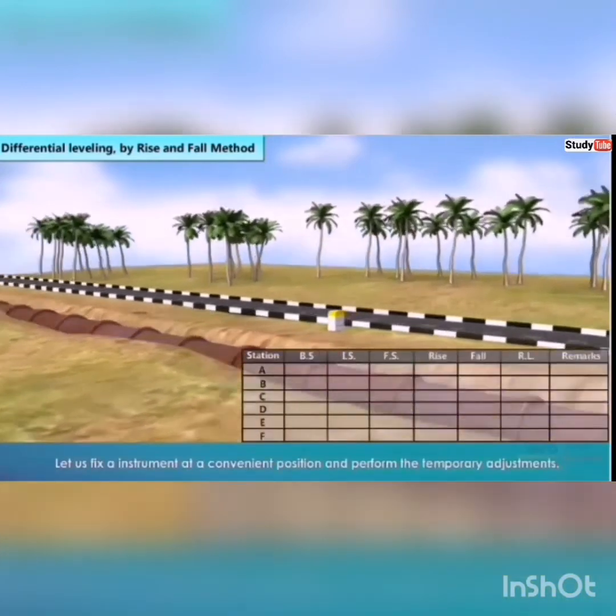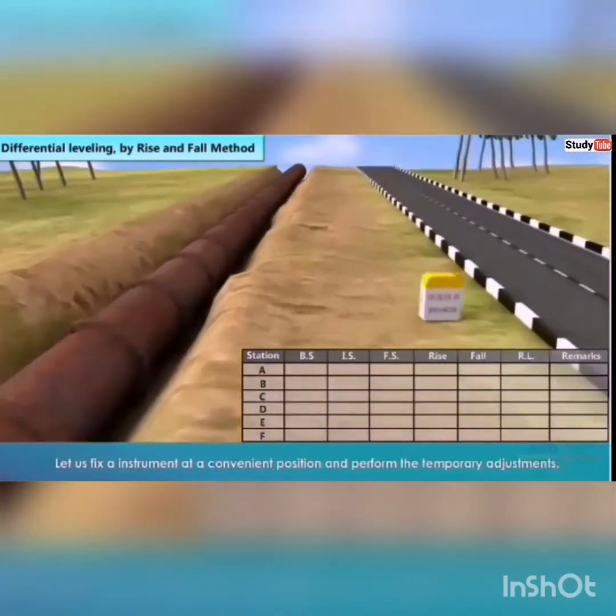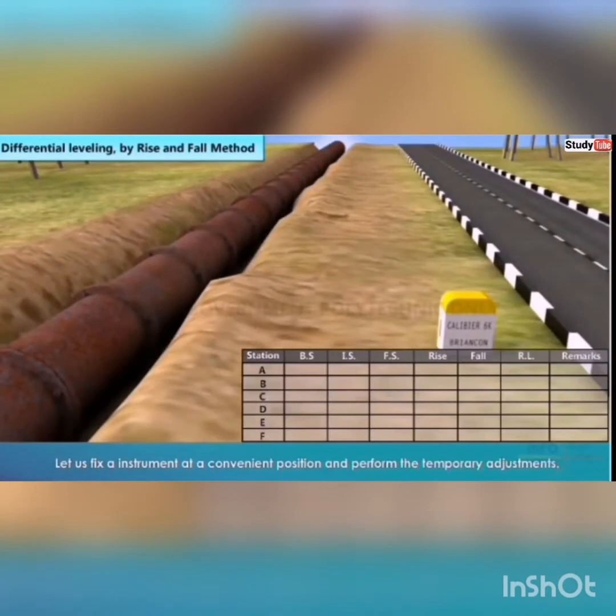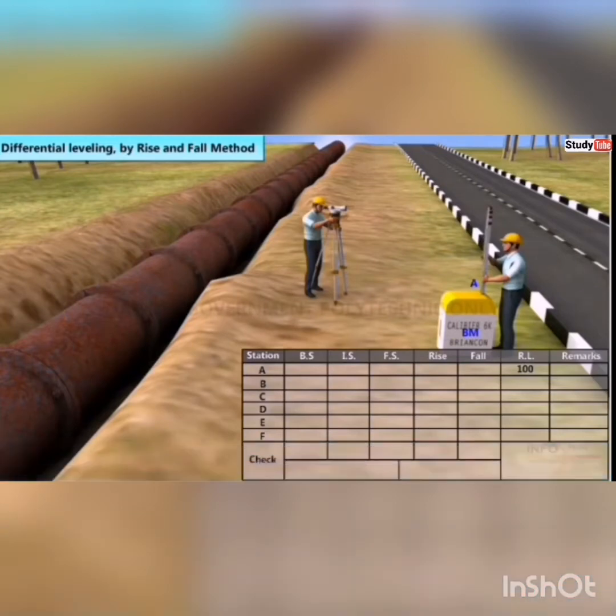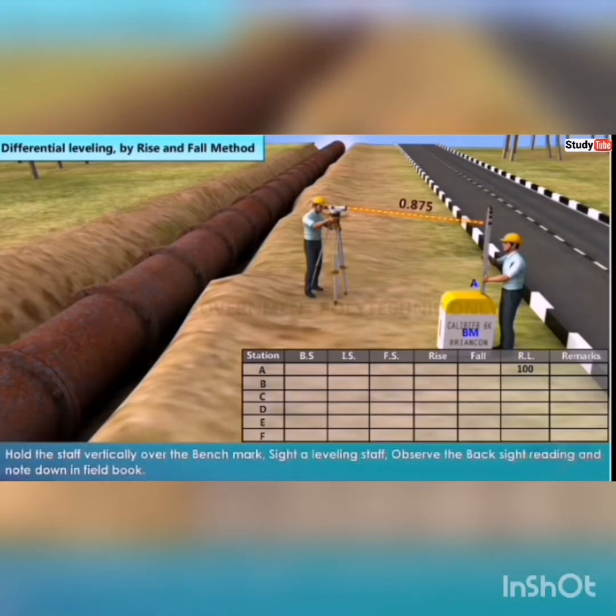Let us fix the instrument at a convenient position and perform the temporary adjustments. Let's take the RL value as 100 for A station. Hold the staff vertically over the benchmark. Sight the leveling staff. Observe the backside reading and note it down in the field book.